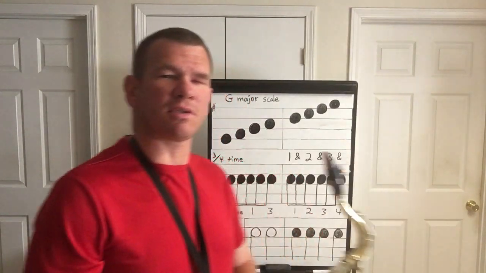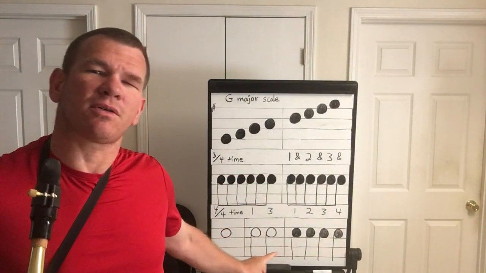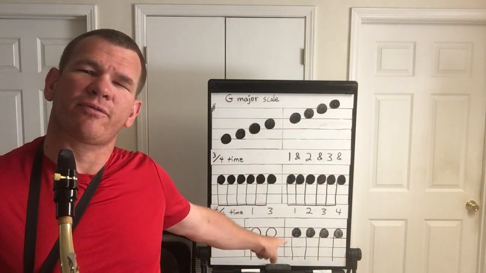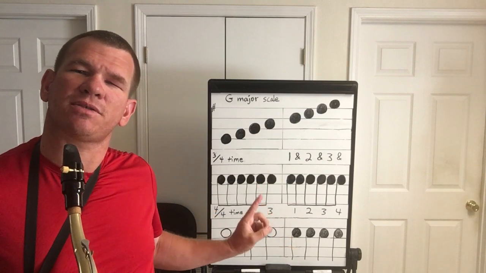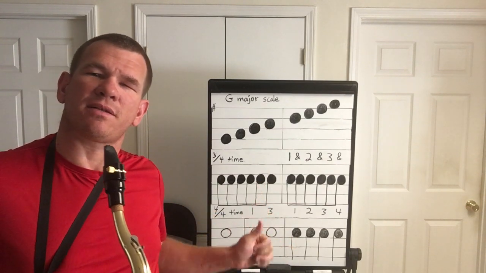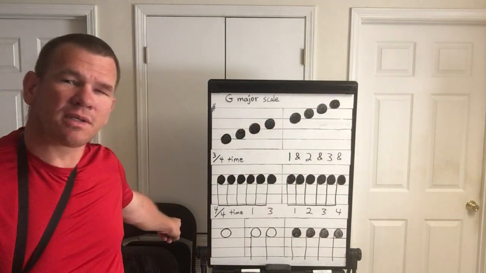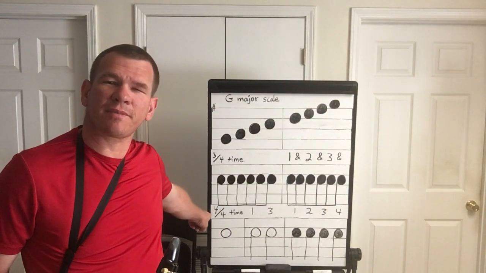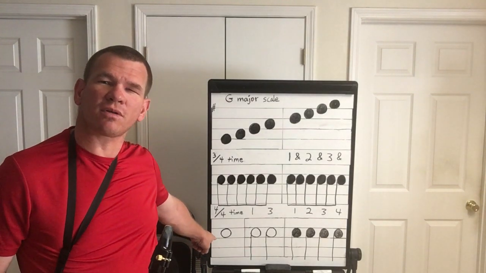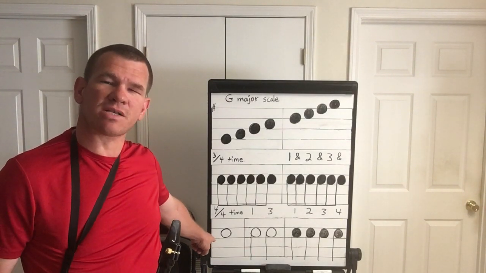Just for a little review, we're going to go over the whole, half, and quarter notes, and then I'm going to introduce you to eighth notes, all right? On the bottom, I have 4/4 time. That means there are 4 beats in each measure.